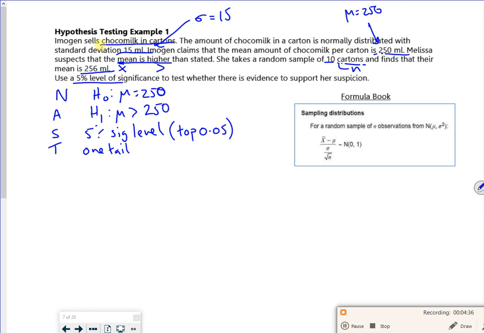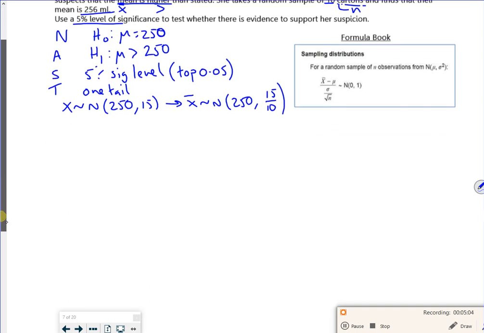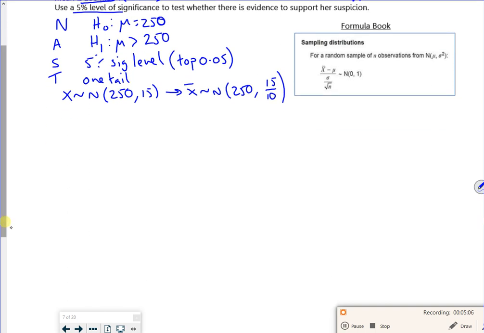Right, now then, here's where the differences happen. Let me write down the distribution. So X follows a normal distribution of 250, 15. And X bar follows a normal distribution of 250, 15 over, is it 10? Yeah, 10.